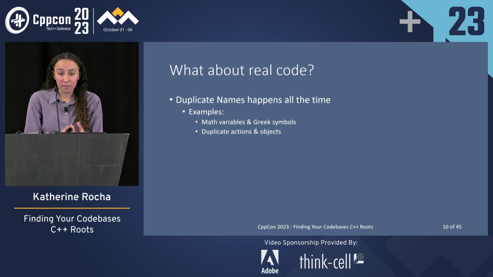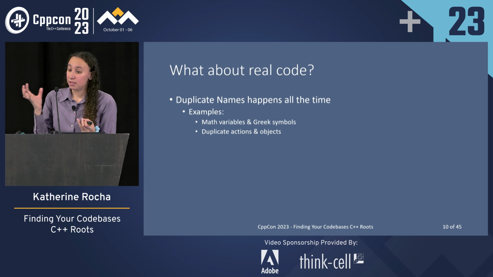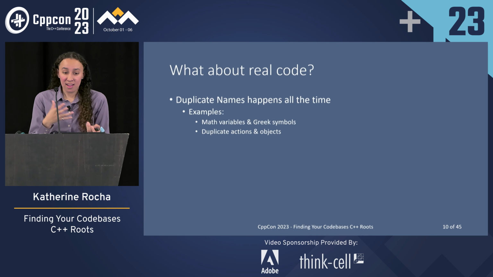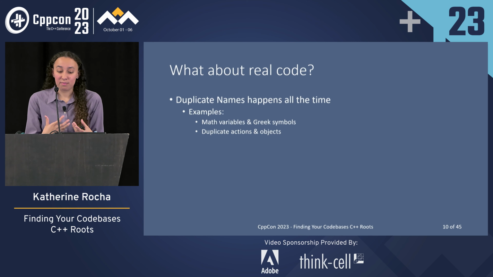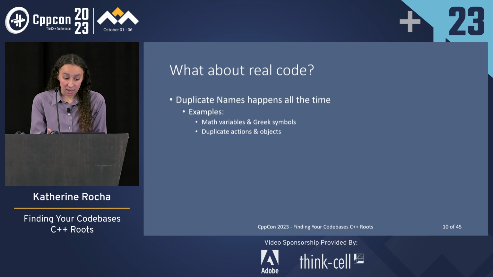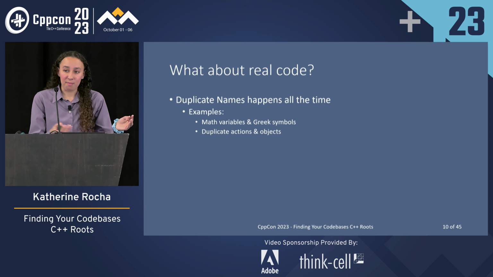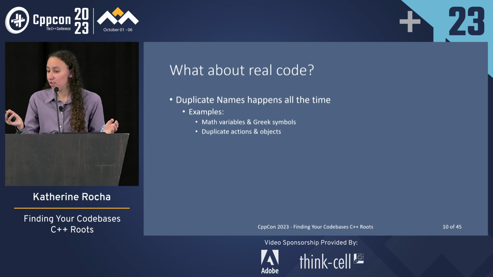So when we look at real code, we notice it happens everywhere. We have it a lot with math, so if you're doing anything with algorithms, anything like that, we're going to start having all these duplications of names just because we have these issues. You can also see it in C++20 concepts, as well as if we have actions and objects. So if we're running a run function, how many different places can we do a run function that does something?